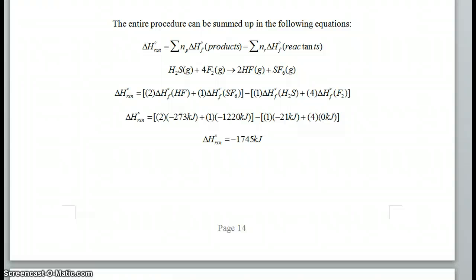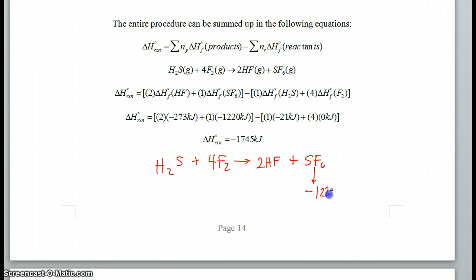So if you look at the reaction from above, okay, remember that the formula was H2S plus 4F2 yields 2HF plus SF6. Okay, and then we said that this was negative 1,220 kilojoules. Delta H of formation here was negative 273 kilojoules. Okay, F2 is in its standard state, so this is just a 0. And then H2S is negative 21 kilojoules.